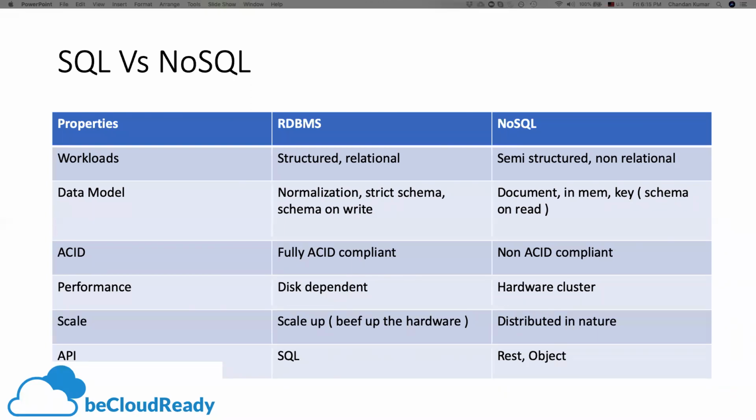Scale up: in RDBMS, you beef up the hardware, like increase RAM and CPU. In NoSQL, it is most likely a distributed database, so you add more nodes. How you access it, the interface: it is a SQL standard in RDBMS, and here you can have a REST or an object based interface.